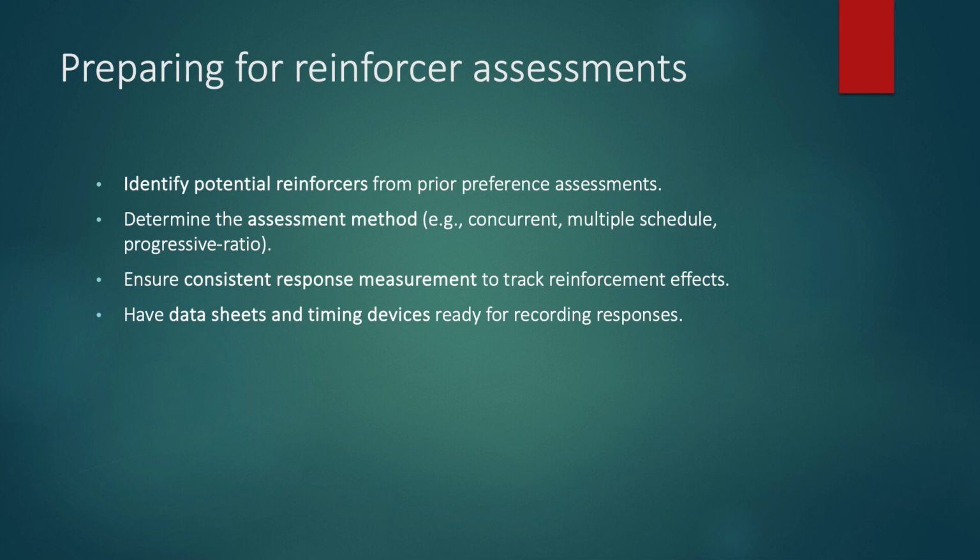Okay, next you want to determine which assessment method you're going to use. There's the concurrent, the multiple schedule, and then the progressive ratio reinforcer assessments. Then finally, you're going to ensure that you have a way to track data and you have a consistent way to measure whether the person engaged in the behavior or not. And then you will have your data sheets or your timing devices ready for you to collect data.